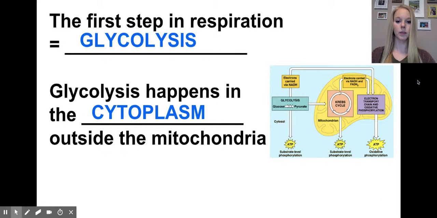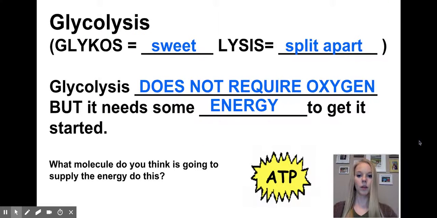The first step in respiration is called glycolysis. Glycolysis actually occurs outside of the mitochondria, in the cytoplasm. The word glycolysis has meaning that can help you remember what it does. Glyco means sweet, like sugar or glucose, and lysis means split apart. Glycolysis doesn't require any oxygen, but it does need some energy to get the process started. Of course, ATP is the one and only energy molecule that will provide the necessary energy for that reaction.